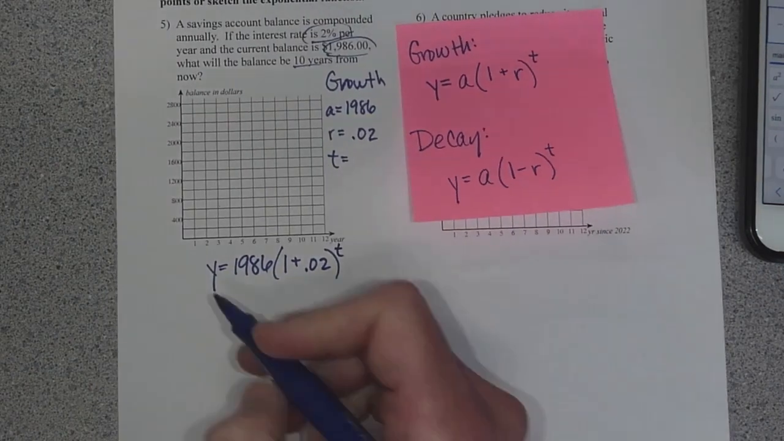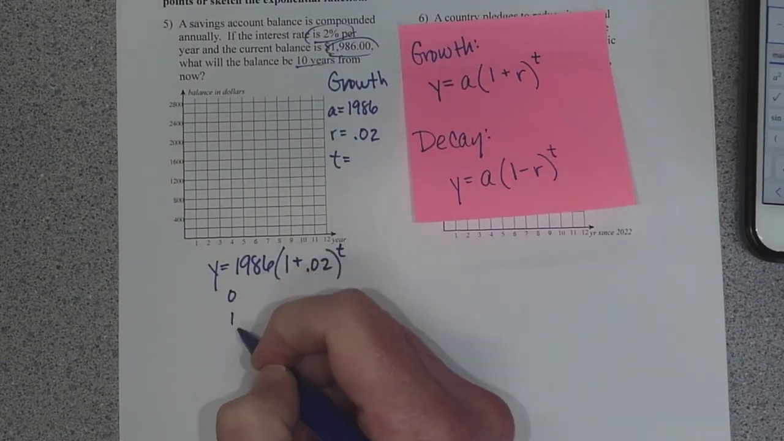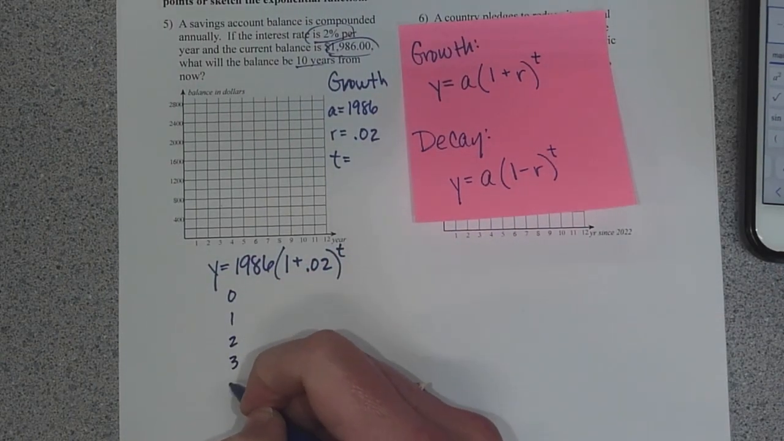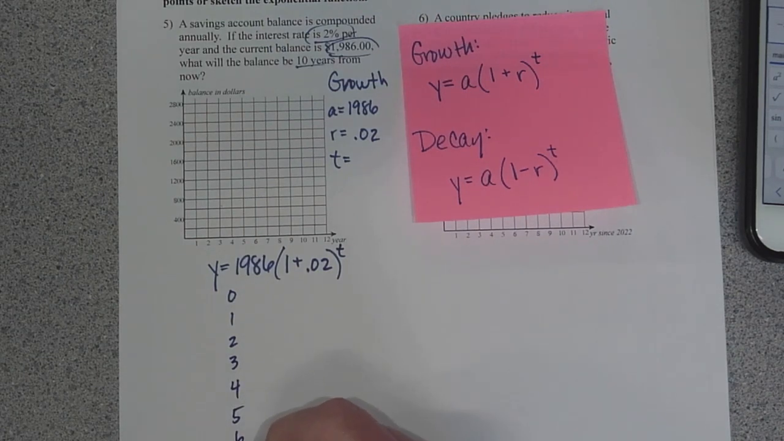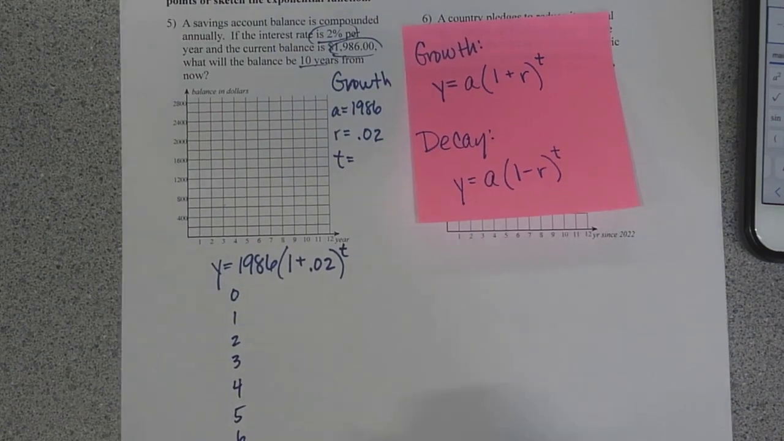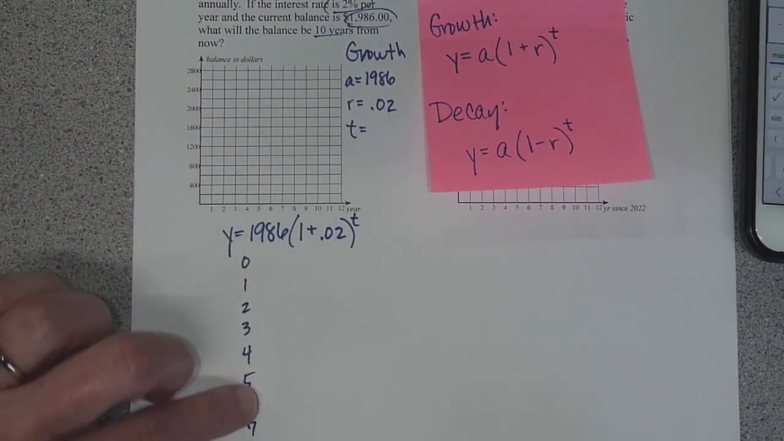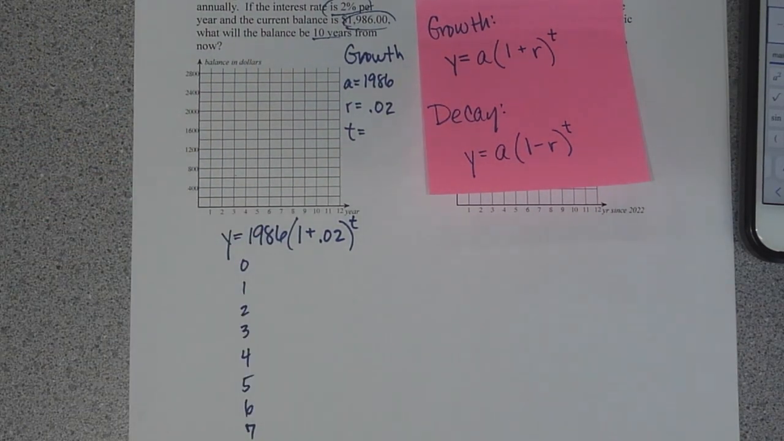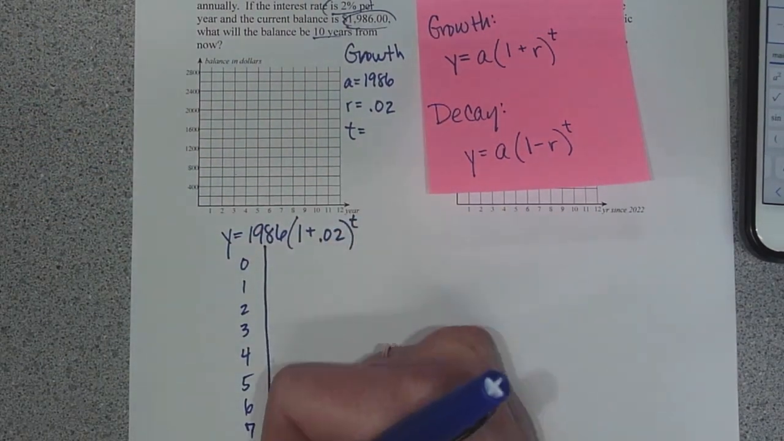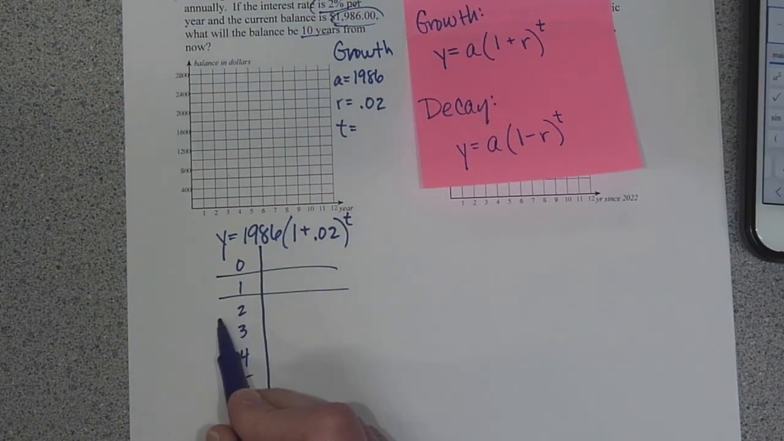And then I'm going to make my table. I'm going to list it out 0 through 10. 0, 1, 2, 3, 4, 5, 6, 7, 8, 9, 10. So these are the number of years. This is the time, and that's going to also be my x values. I'll put my y values over here on the other side, okay?